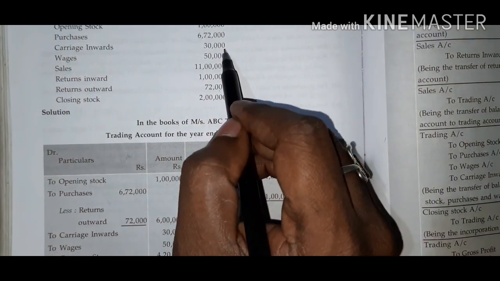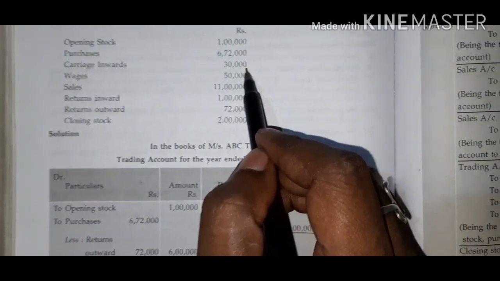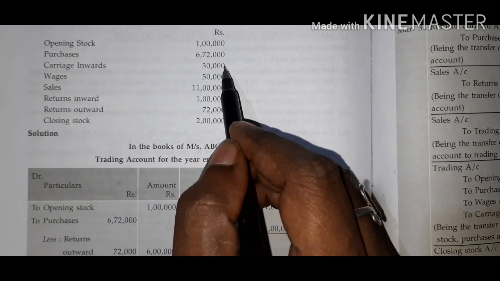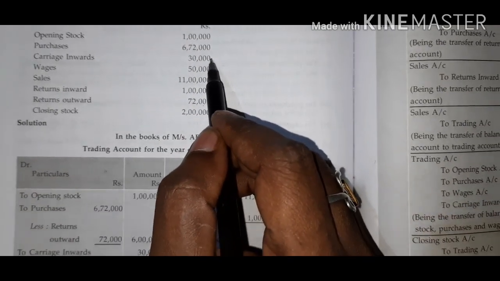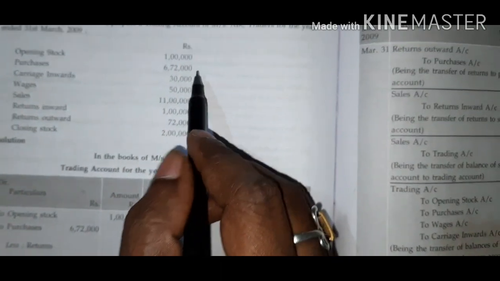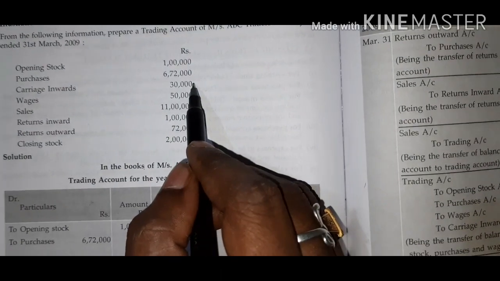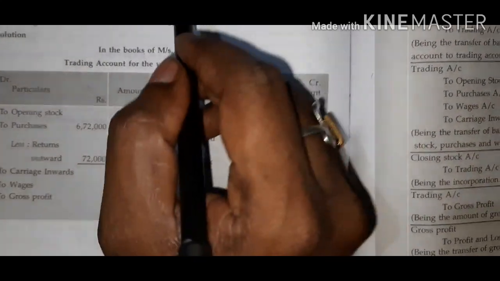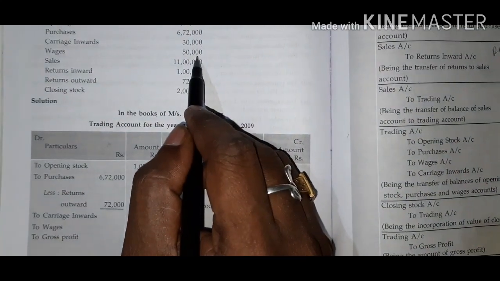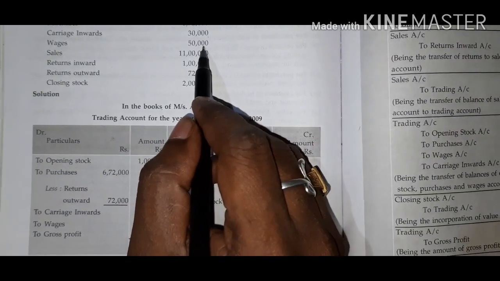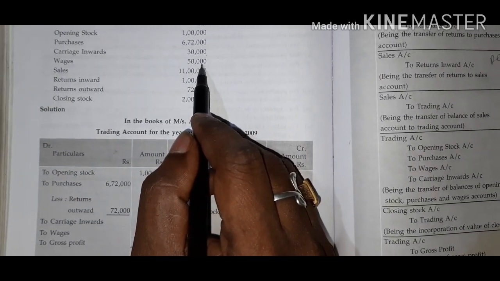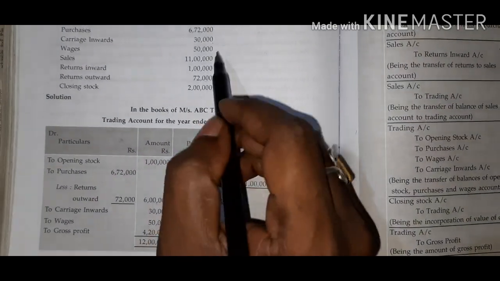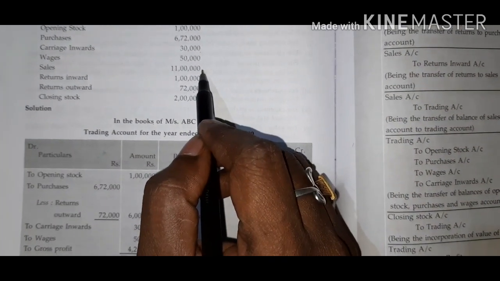Then carriage inwards. Carriage or carriage inwards does amount to direct expenditure. Carriage outwards or carriage on sale is indirect expenditure. The same will be reflected to the debit of P&L account. So then carriage inwards will be debited to trading account, that is to carriage inwards rupees 30,000. Then wage is a direct expenditure, friends. Salary is an indirect expenditure. So since wage is a direct expenditure, it is to be debited to trading account, to wages rupees 50,000.